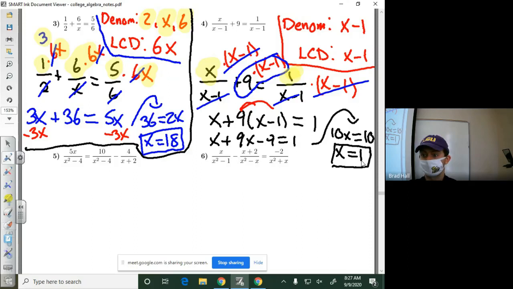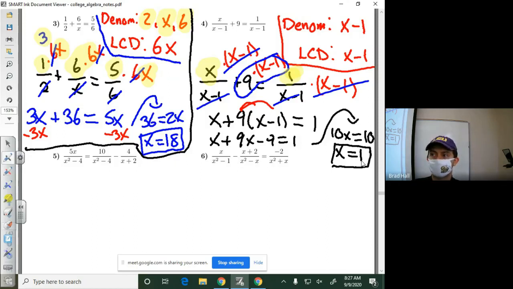Or is it? There's one thing we have yet to address here. So we got 1 for x, and you might go into MyMathLab and say, all right, the answer is 1. I'll go ahead and type that in. And MyMathLab is going to say, you are wrong. Why would MyMathLab do that? You just did all this work, and then all of a sudden the answer you just got is incorrect.